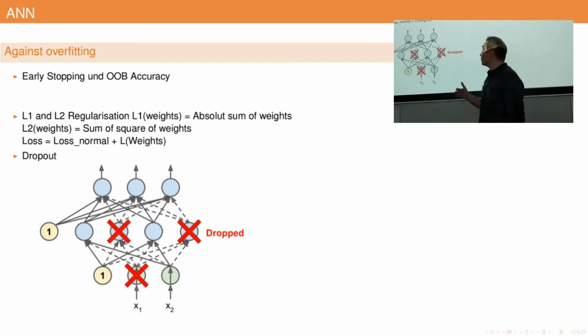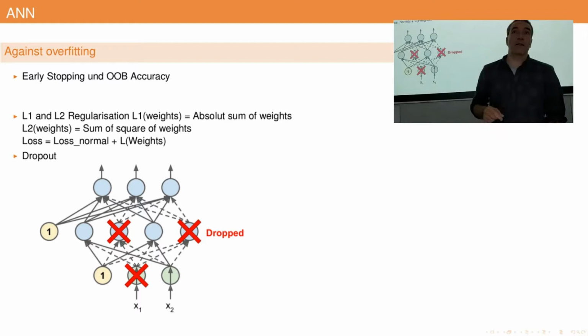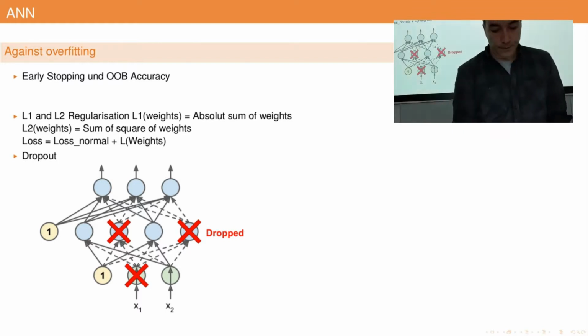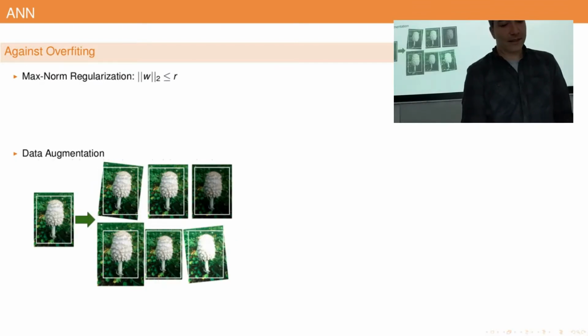And if you do it, you have to tell the computer that you want to do dropout, and you have to tell the right fraction, how many neurons should be dropped out in each iteration. And again, this makes a big difference.